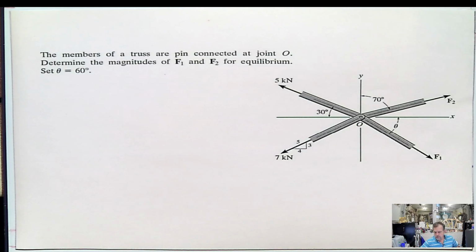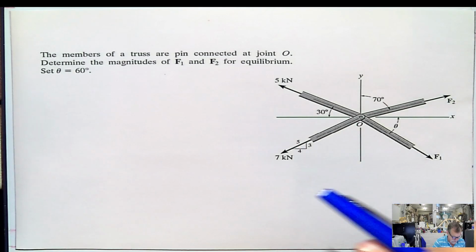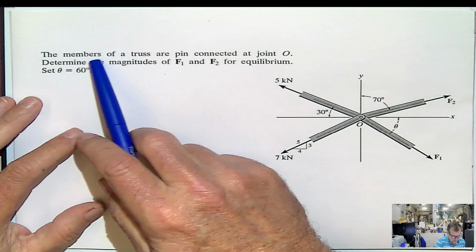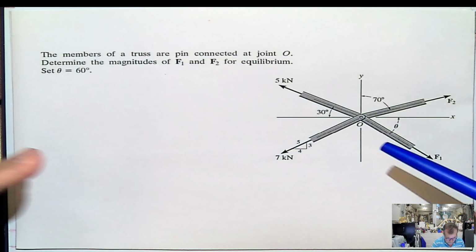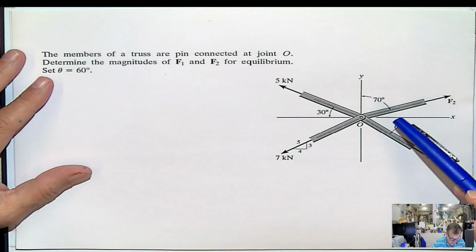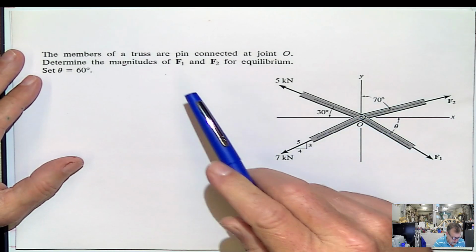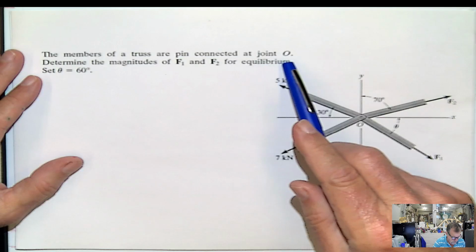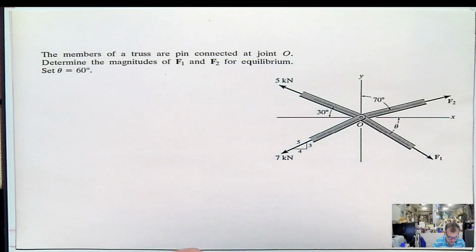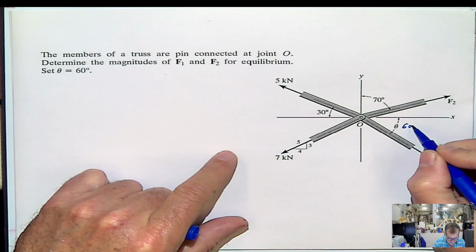Hello guys. This is a problem that is very similar to other problems that we have been working with. Let's see what this is about. It says the members of a truss are pinned. Of course, they should be pinned because it's a truss. Adjoint O. Determine the magnitudes of F1 and F2 for equilibrium. And this angle here is 60 degrees.